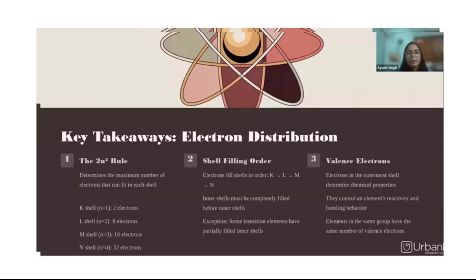Okay. So to summarize everything, we have learned about the 2n square rule. Sorry, you can go back and answer your question now. And we learned the shell filling order, that K is filled before L, L is filled before M. So there is an order being followed here. And we also learned a little bit about the valence electrons.